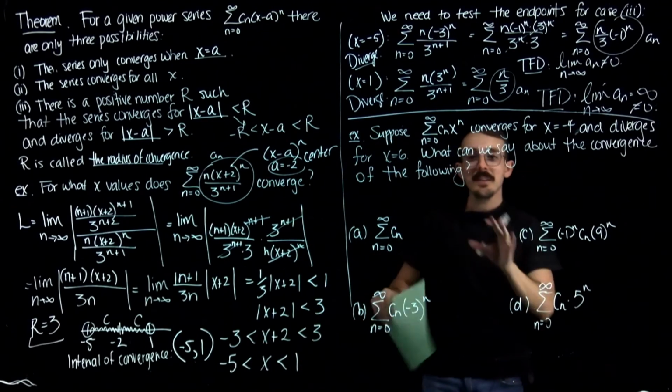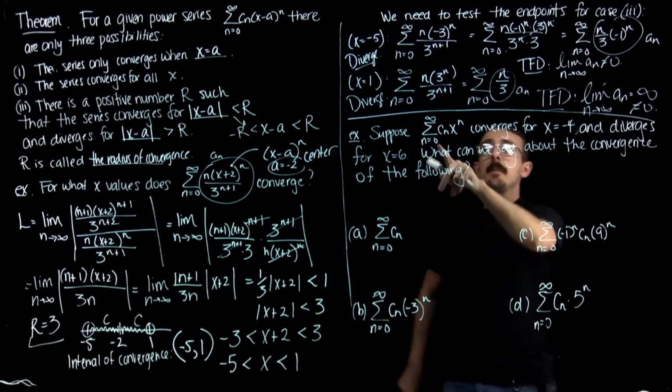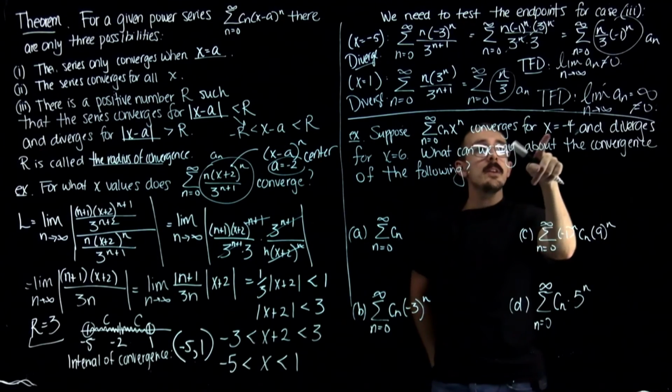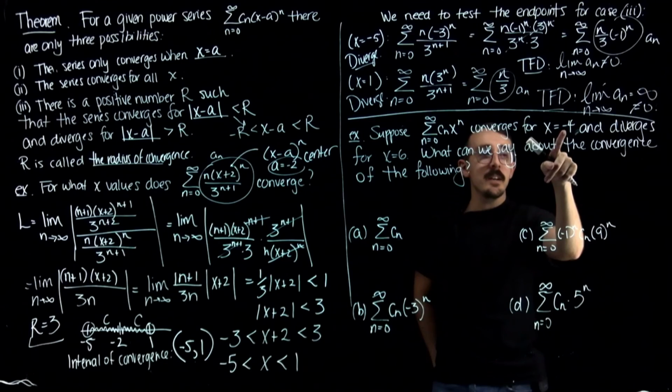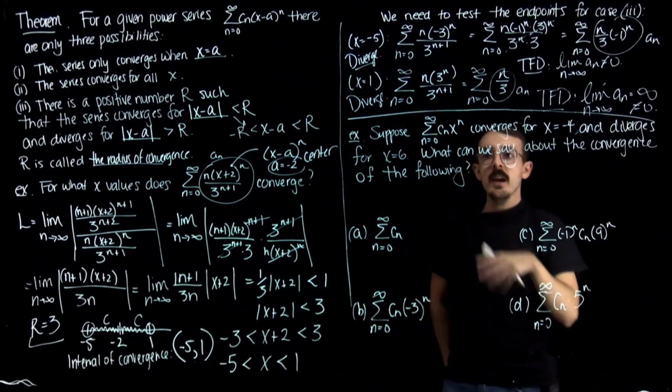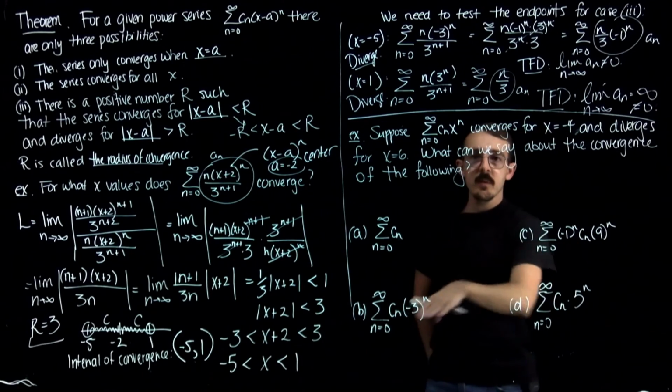OK, let's go ahead and look at this last problem. So it says, suppose you have some power series here. We know it converges for x equal to -4, and it diverges for x equal to 6. And then it says, what can you say about the convergence of the following 4 things?